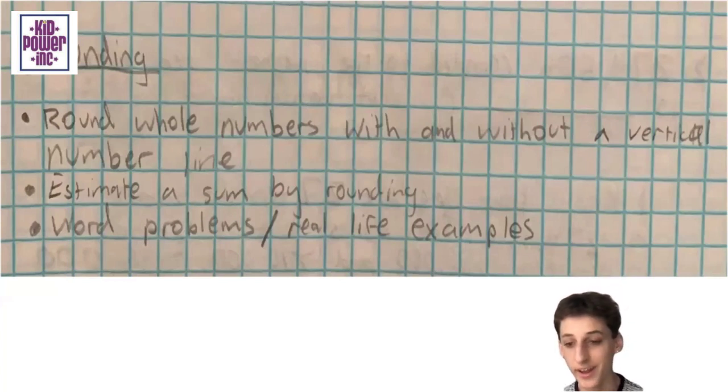Hello, I'm Aiden, and today I'm going to be doing a lesson on rounding. I have three parts to the lesson. First, we're going to review how to round whole numbers with and without a vertical number line. Then we're going to estimate a sum by rounding, and I'll explain what that means a little bit later. And then we're going to do a word problem at the end. So yeah, let's get started.